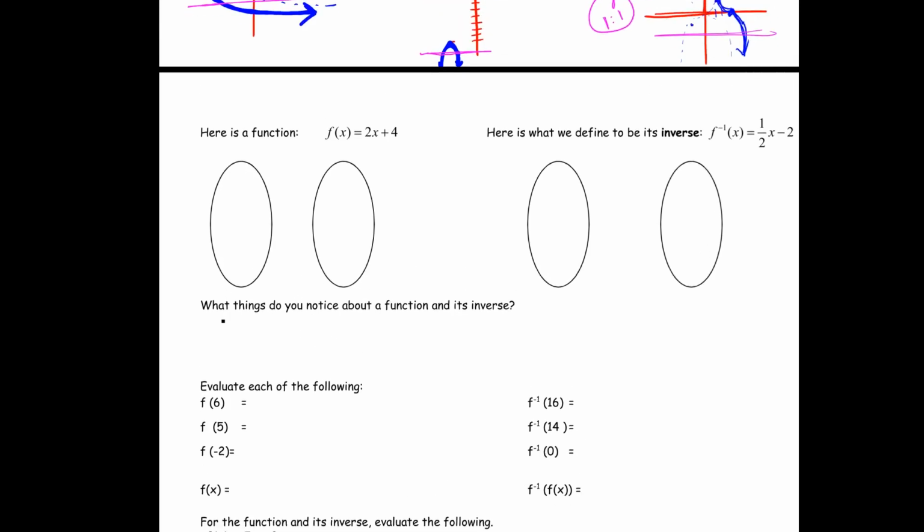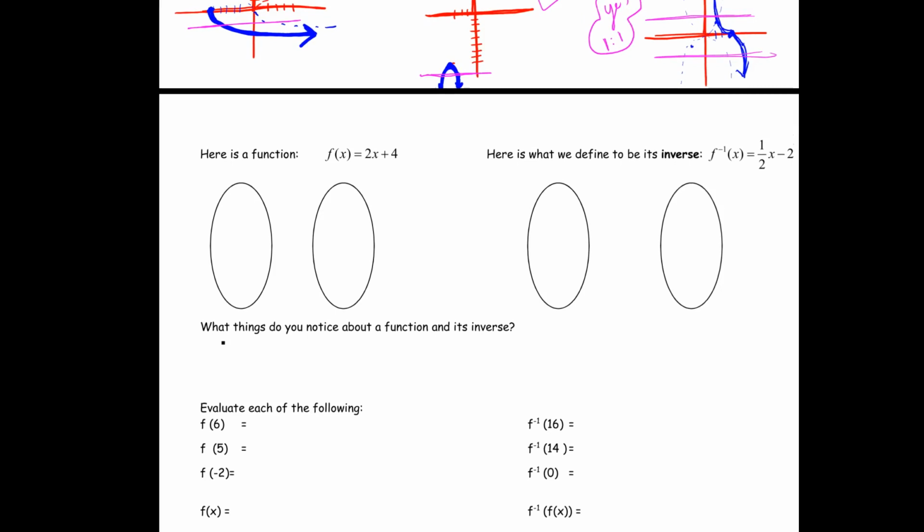F of x is equal to 2x plus 4. The inverse would be defined as 1/2 x minus 2. Does this look familiar at all? It's the exact one that was in the video. I just took it to reinforce this concept of an inverse. So it's basically the same as we did above.